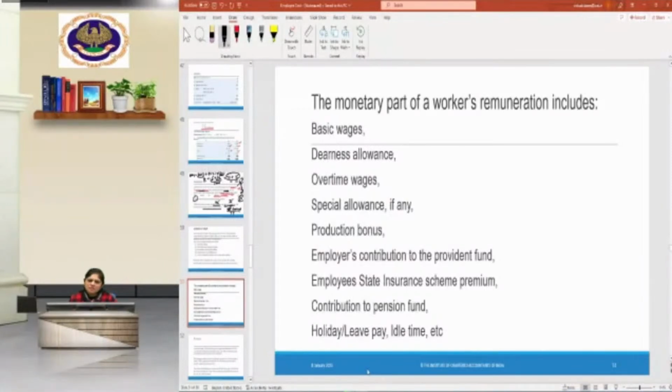Production bonus. Production bonus is given whenever the worker produces more than the standard output. Let us say the standard output is 10 units in a day, and the worker is producing 50 units in a day. So if the worker is contributing to the production in excess of the standard units he is supposed to produce, he should produce 10, but he is actually producing 50 units.